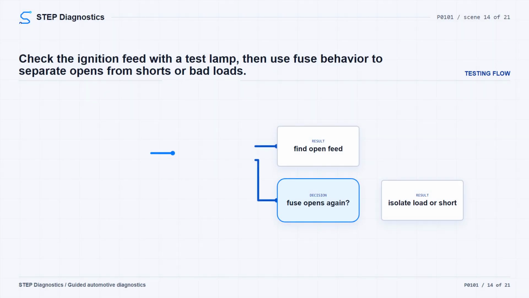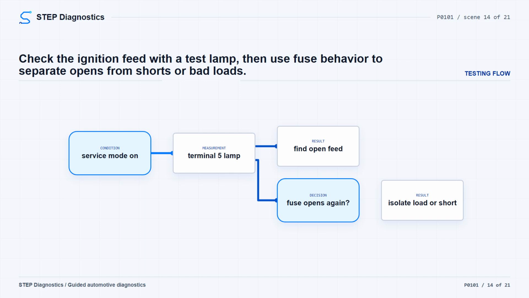With ignition on and the vehicle in service mode, verify a test lamp turns on between ignition circuit terminal 5 and ground. If the lamp does not turn on and the fuse is okay, turn the vehicle off, remove the test lamp, and check for less than 2 ohms between ignition circuit terminal 5 at the component harness and the output terminal at the fuse. If that is 2 ohms or greater, repair the open or high resistance. If it is less than 2 ohms, verify the fuse is okay and that voltage is present at the fuse.